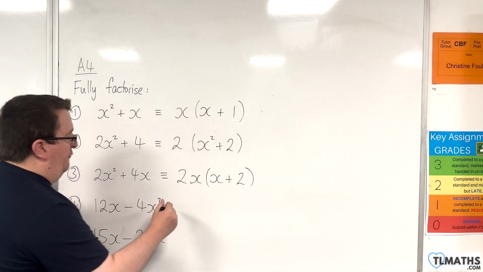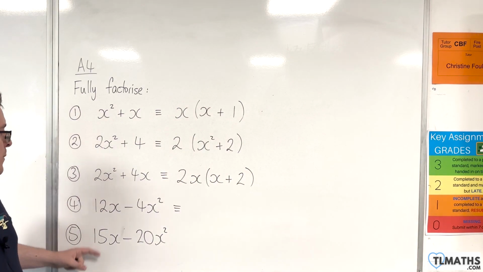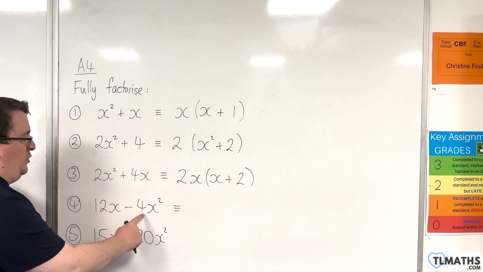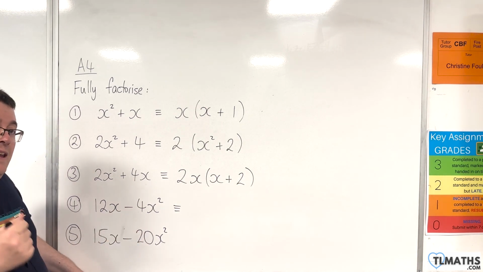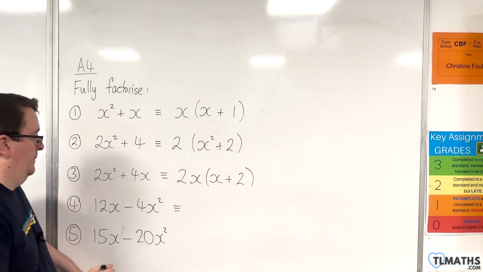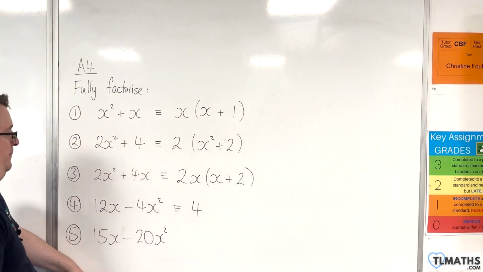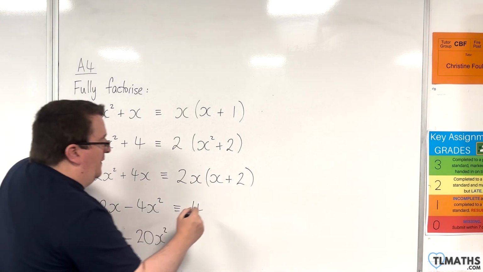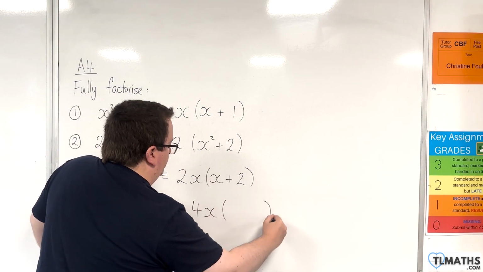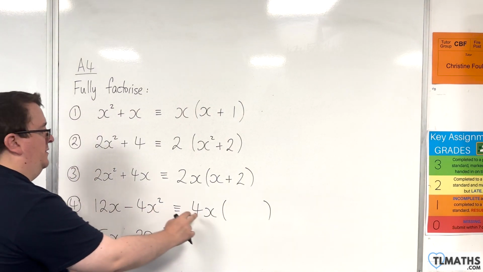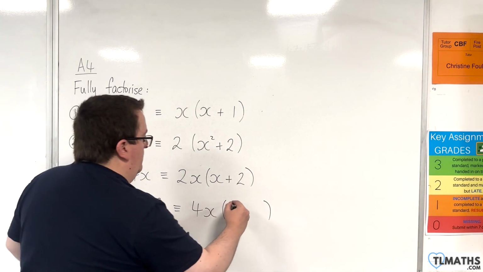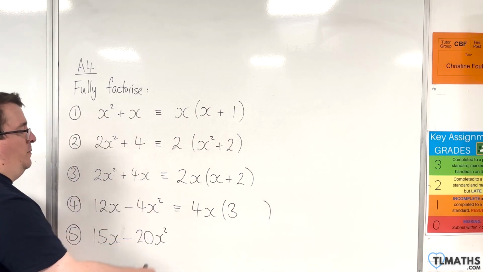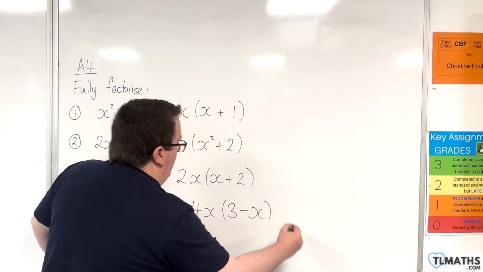So let's take a look at number 4. We have 12x take away 4x squared. So first of all, look at the coefficients, 12 and 4. They have a highest common factor of 4. Okay, so we can factor 4 out. They both have x involved as well. So we can factor x out. So 12x divided by 4x would be 3. And 4x squared divided by 4x would be x. So it would be minus x.